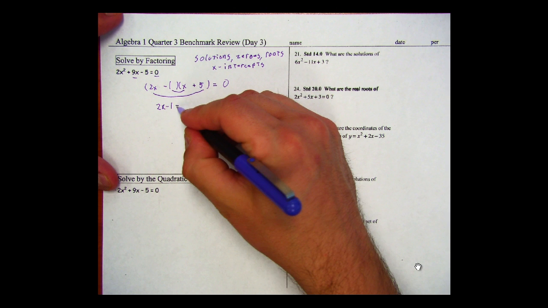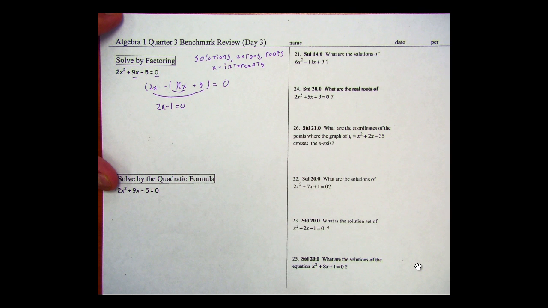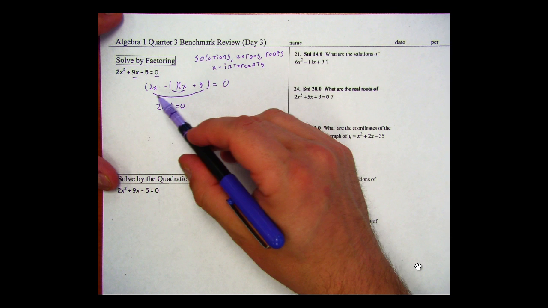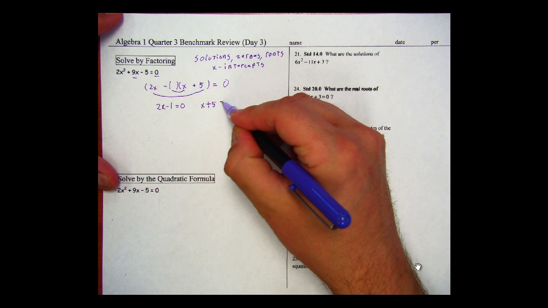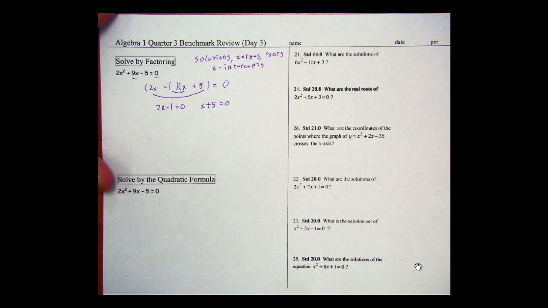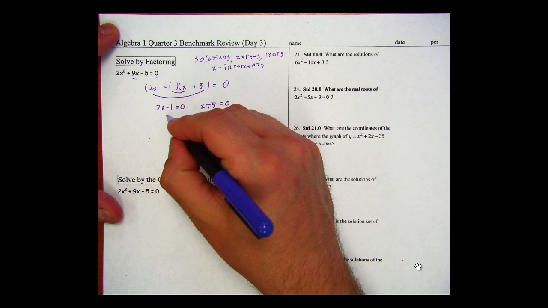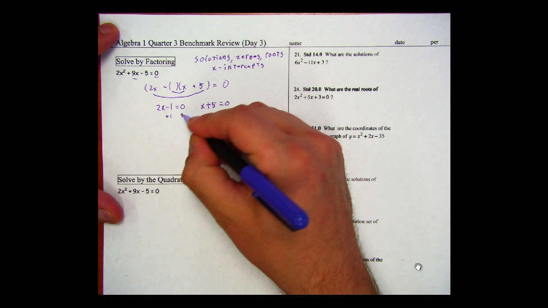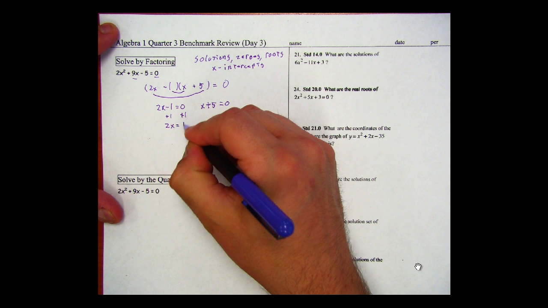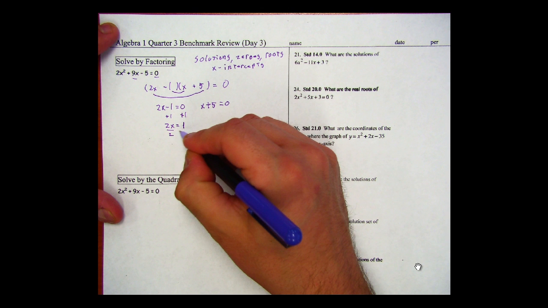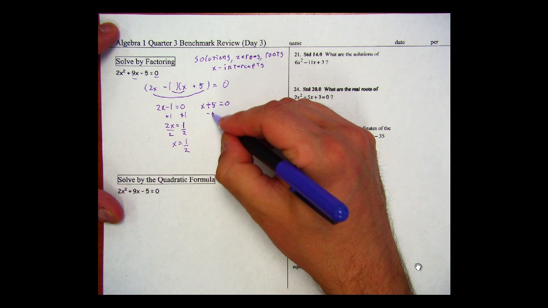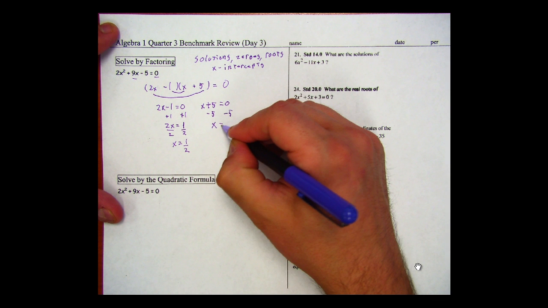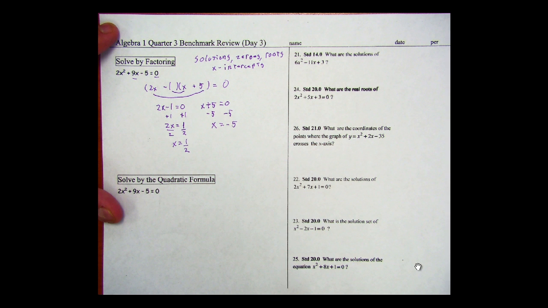So the next thing you need to do is you need to use your zero product property, which means that I'm going to set this binomial equal to 0, and I'm going to set this binomial equal to 0. And when I do that, I can solve each of these equations for x and come out with a solution. So I'm going to do some simple adding to both sides, then divide, and you get x is 1/2. Over here, subtracting 5, you get x is equal to -5.